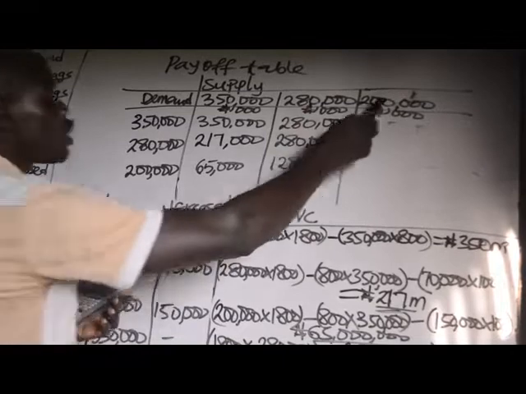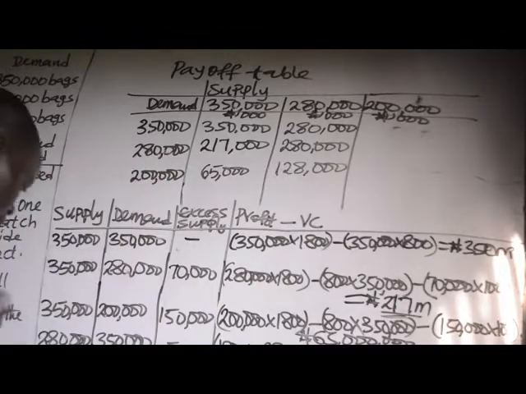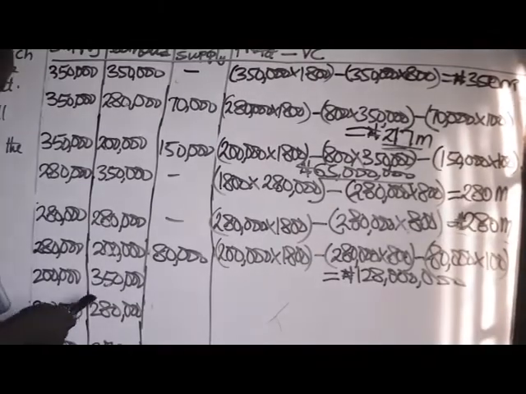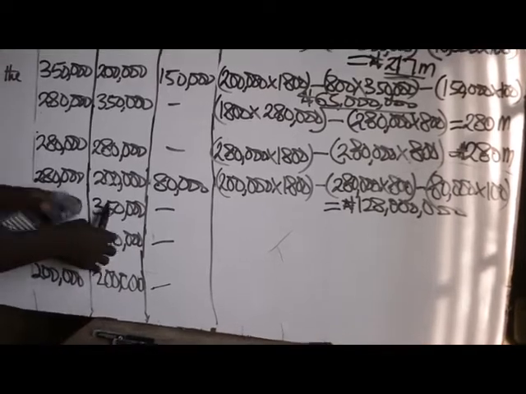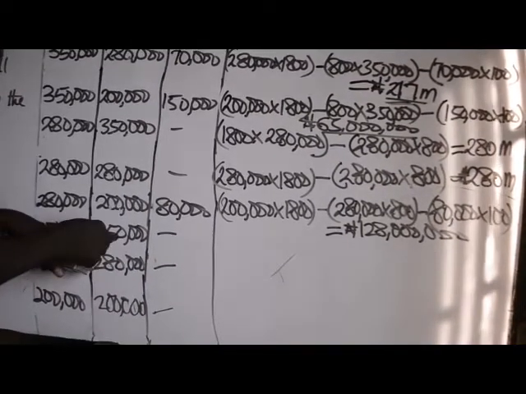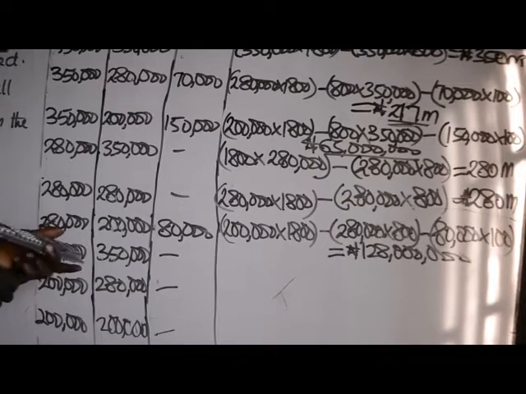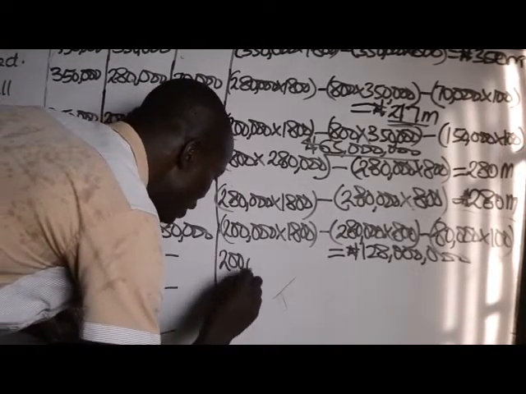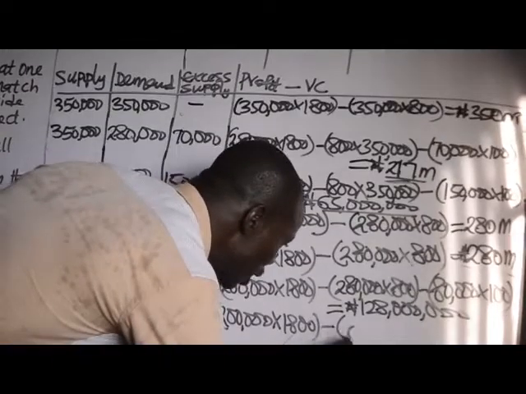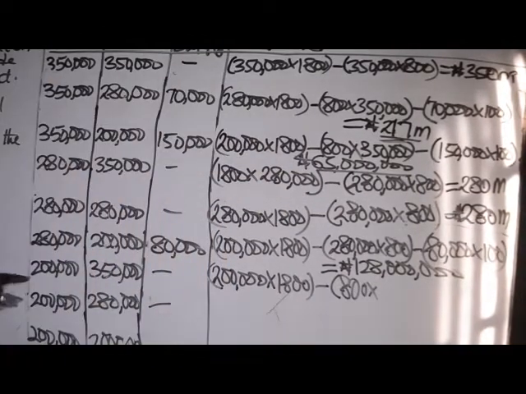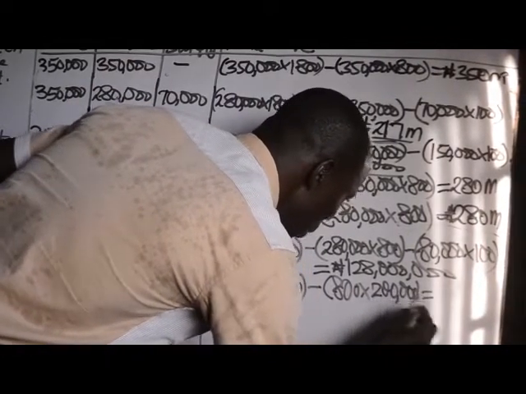And where the unit supply is 200,000 and demand is 350,000. Supply is 200,000 while demand is 350,000. So in this case, you cannot sell what you don't have, since what you produce is not up to 350,000. That means your sales will be limited to 200,000. So sales of 200,000 units times 1,800 minus the cost of the unit supply, 800 times the unit supply of 200,000. So your profit will be what?